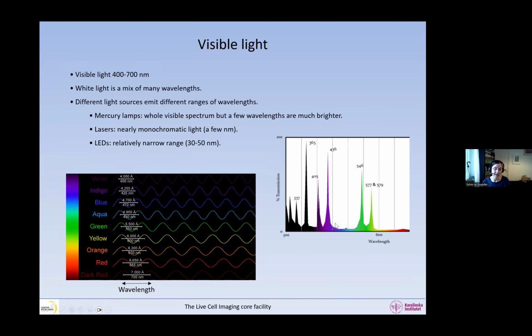LEDs, on the other side, are sort of in between. They have a broader range, so very often with LEDs we actually need an excitation filter to make them narrower. Their range is around 50 to 60 nanometers. Sometimes we then have to use an excitation filter, but we will talk about all this.